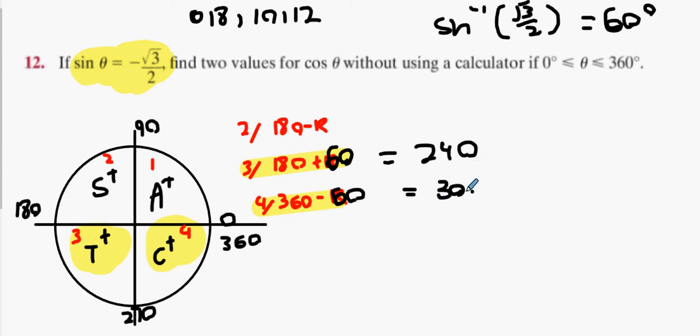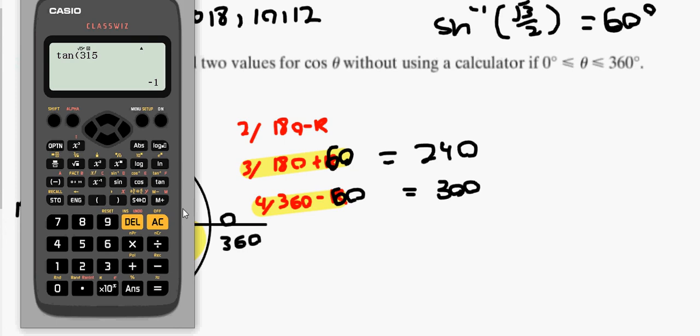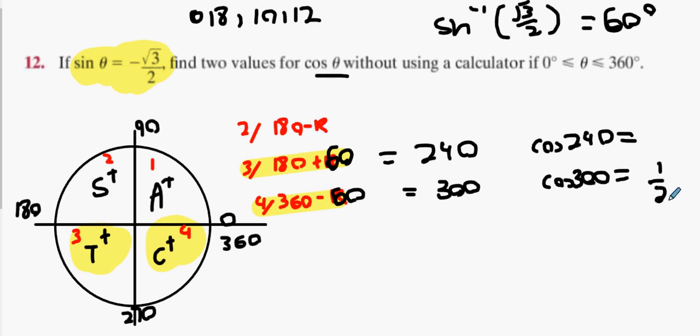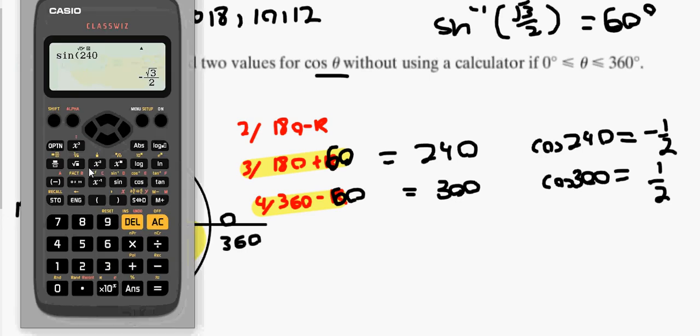If you aren't too sure about those answers, just put in sine 240 into your calculator, and you'll find that it's minus root 3 over 2, which is what we're looking for. Now you know your two answers for cos. It's cos 240 and cos 300. Now if I know my stuff, cos 300 is a half, and cos 240 is minus a half. We'll find out. Yep. Yep. Okay, let's move on.